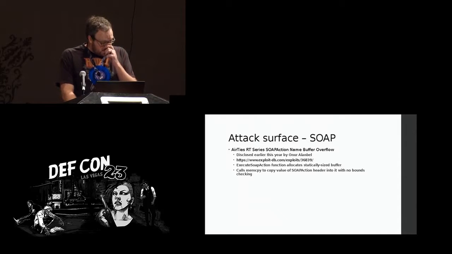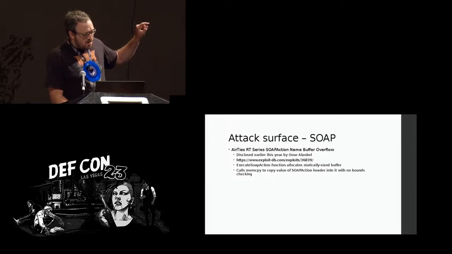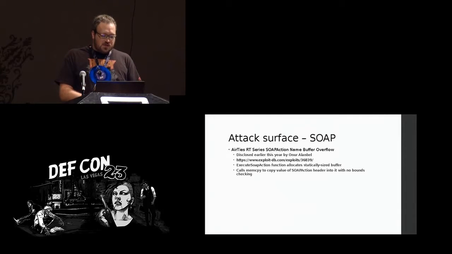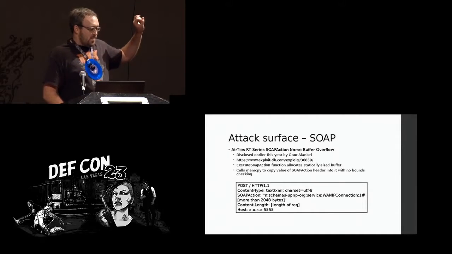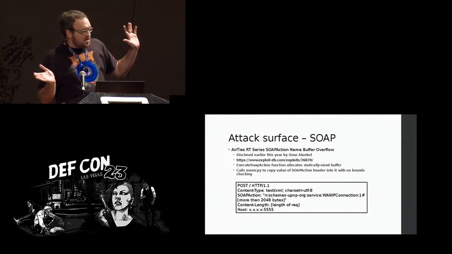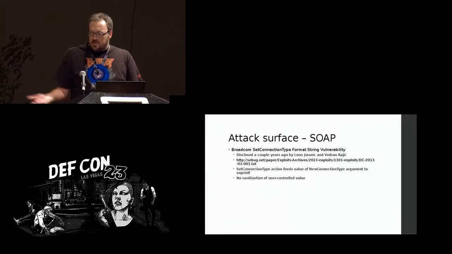All right, this one was a pretty recent one from this year in the Airties RT series devices. Again, disclosed by Alan Bell. There's the link to the vuln. This one was even more old school because we're looking at a memcpy buffer overflow, memcpying the action that we're sending in a SOAP request into a statically sized buffer, which looks like this. You'll see the SOAP action with the service type, and then the pound sign, and then more than 2048 bytes of data, and it'll overflow the buffer. Typical 90s vulns over and over and over again.